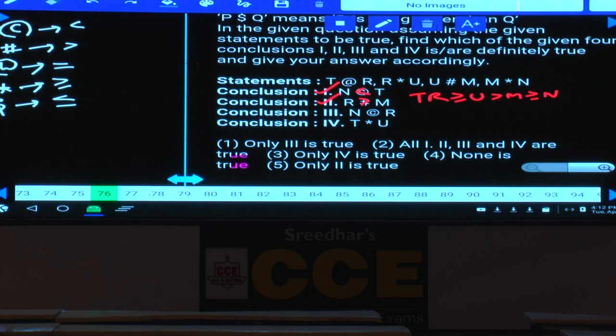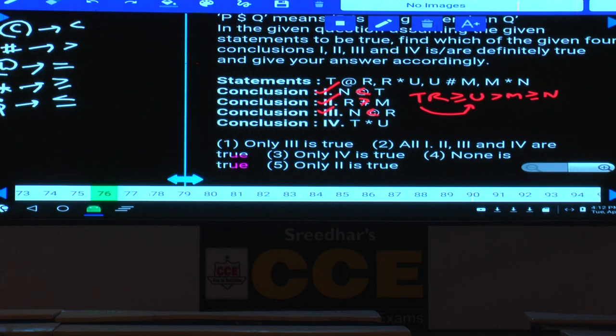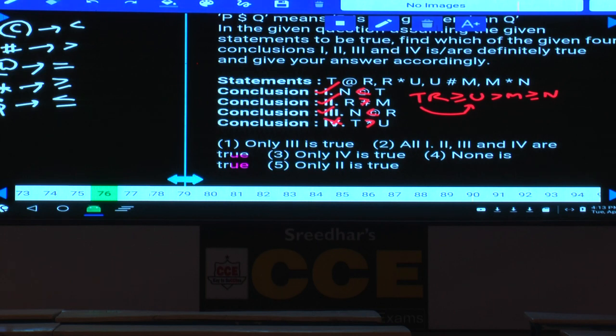And next, copyright stands for lesser than: N lesser than R. Between R and N, R greater than N and N lesser than R is also definitely true. And T and U: T star stands for T greater than U. Between T and U, what is the symbol here? T is either greater than or equal to R, but as the star stands for greater than, T is always greater than is false. It can be equal as well. Hence, what is your answer? Only 1, 2 and 3.